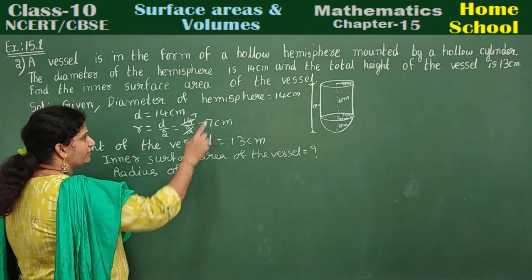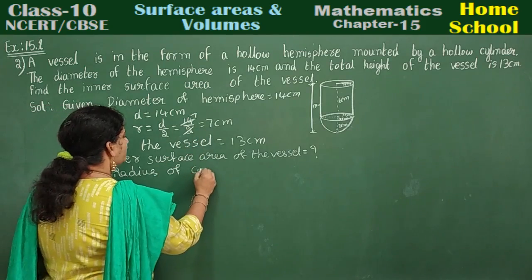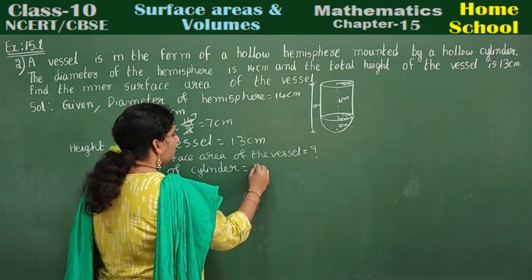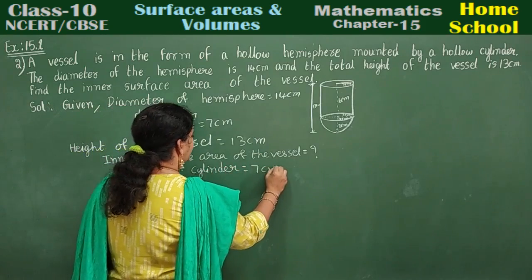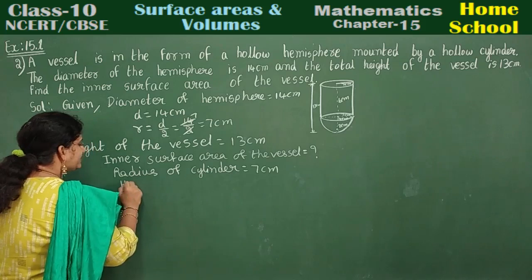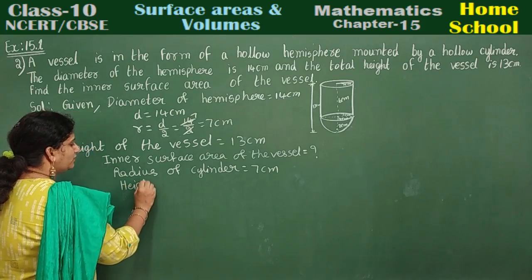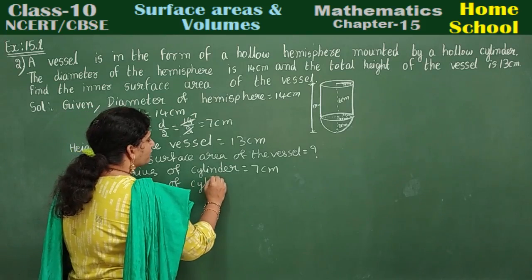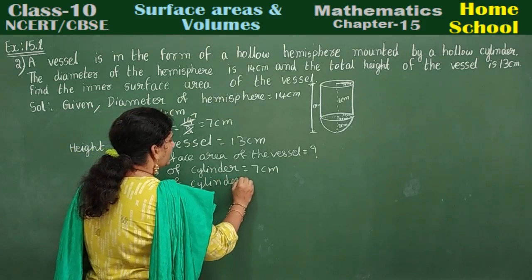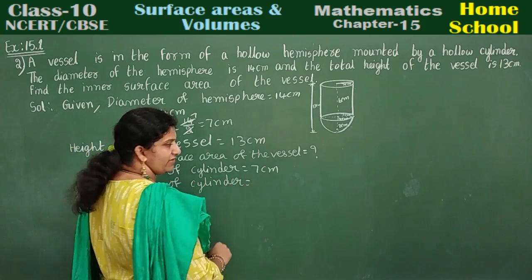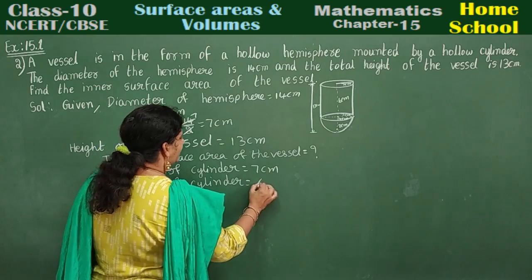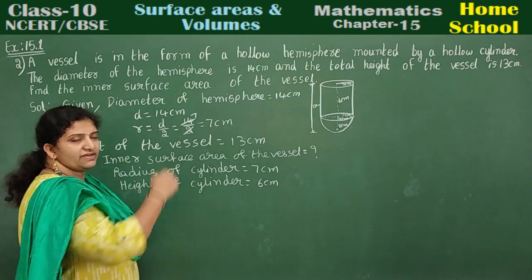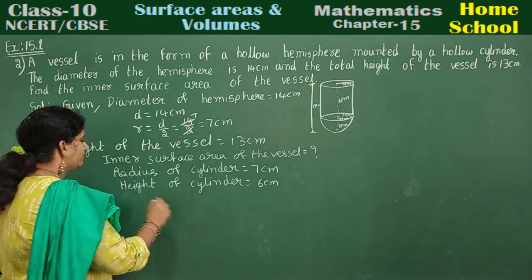If I talk about the first solid there, the radius of the cylinder is equal to 7 centimeters. Height of the cylinder, only the height of the cylinder, is equal to 13 minus 7, or directly you can write 6 centimeters. 13 minus 7 will give you 6. Next.